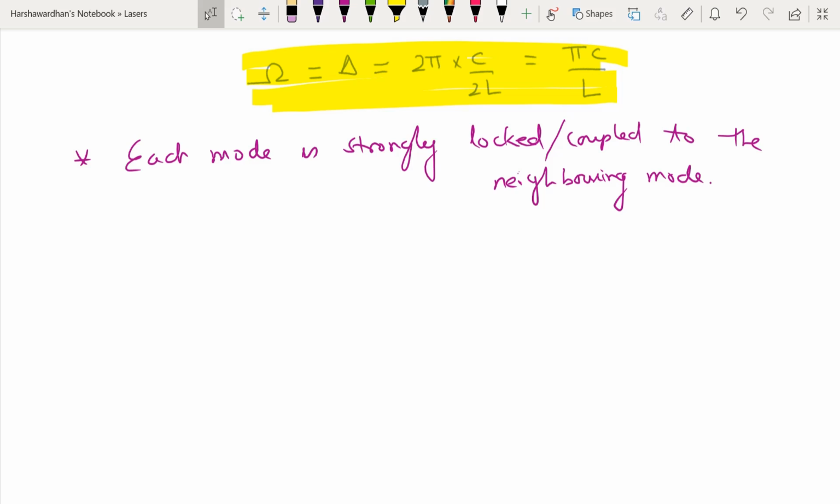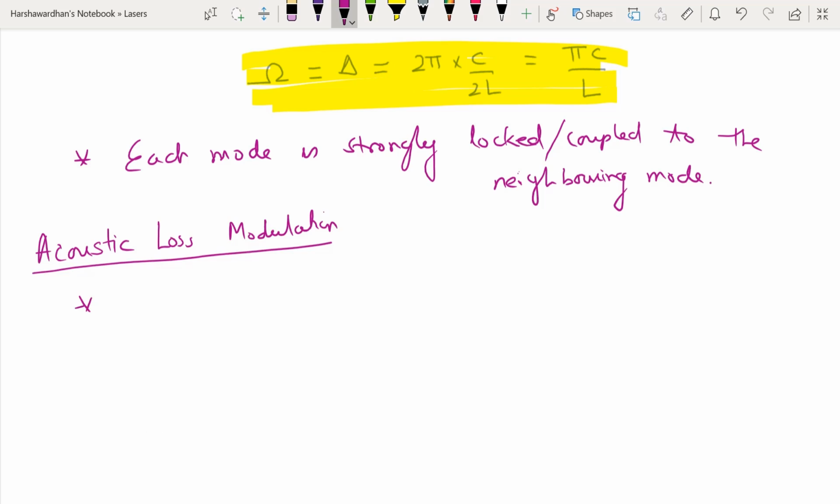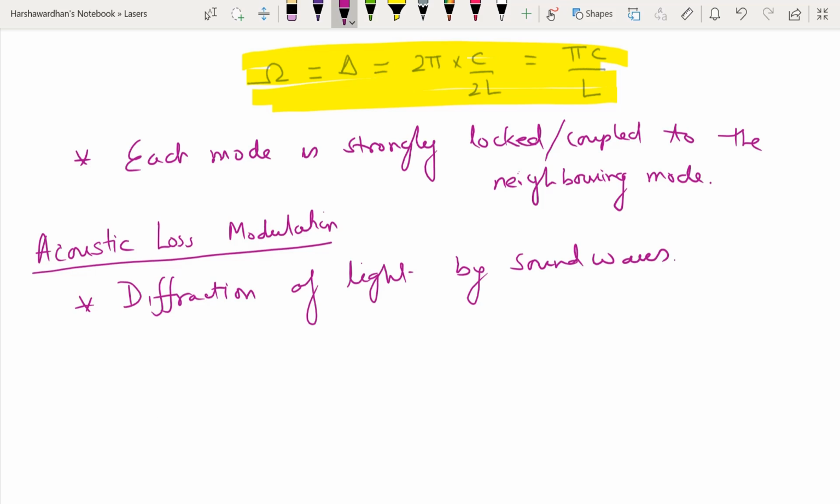To achieve that, one way is to do something called acoustic loss modulation. So let me quickly tell you about that. That tells you physically how to implement this business of amplitude modulation. So I'm looking at now acoustic loss modulation. What you are relying on here is diffraction of light by sound waves. Sound waves are waves arising out of a density variation. So this phenomenon is also called Brillouin scattering.